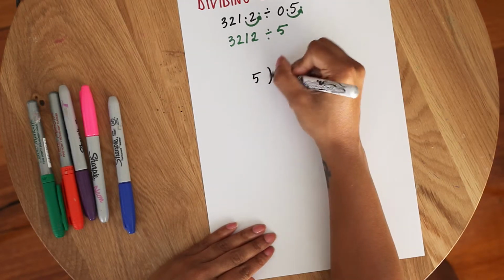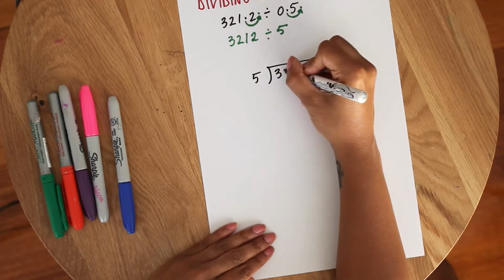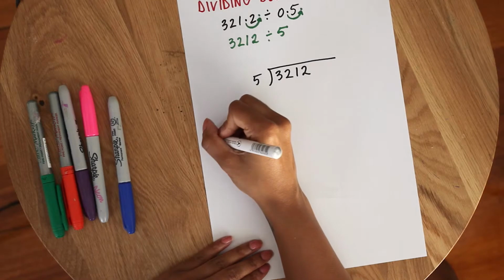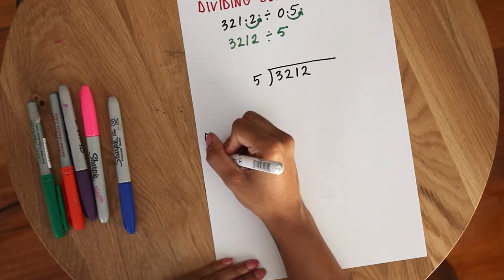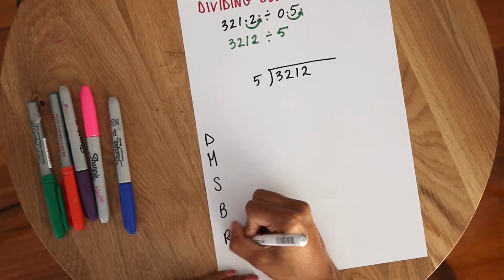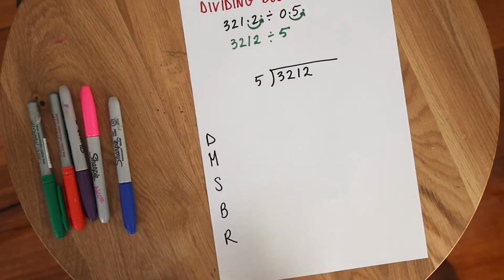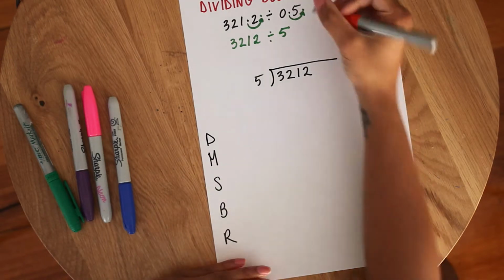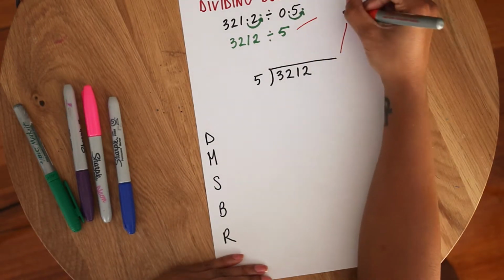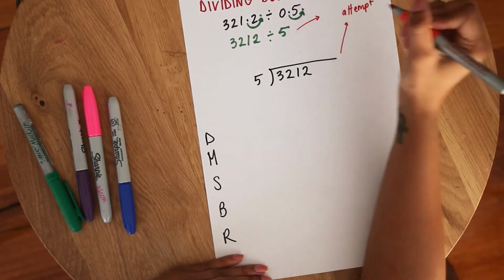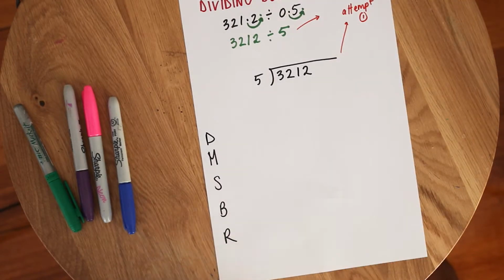So we put our 5 here, 3,212. We write down our letters here for our strategy. So D, M, S, B, R: Dad, mum, sister, brother, rover. Okay, so to be able to show me an attempt for this sum, you are doing this step here and you're doing this step here. So it's 2 steps that I'm looking for, to gain that 1 mark.